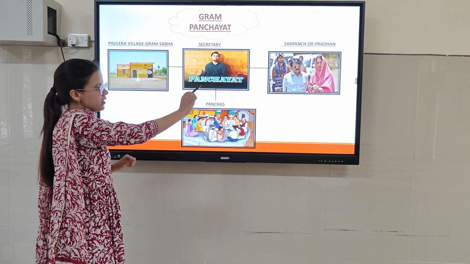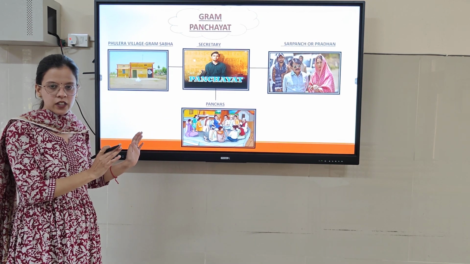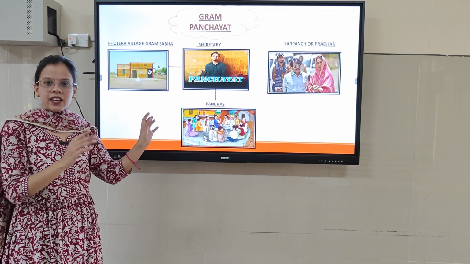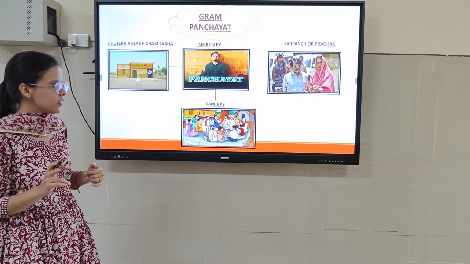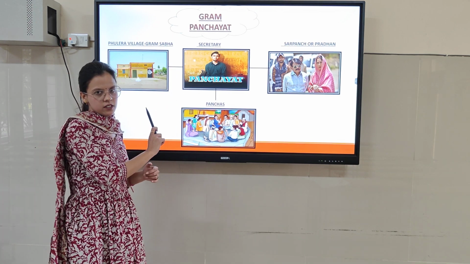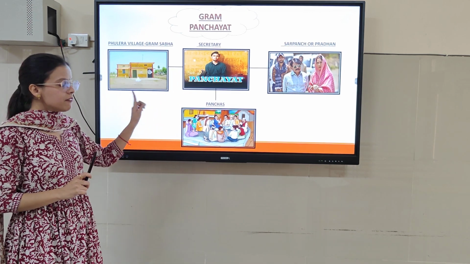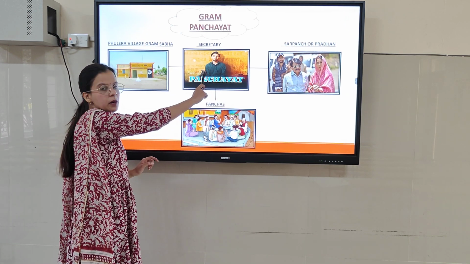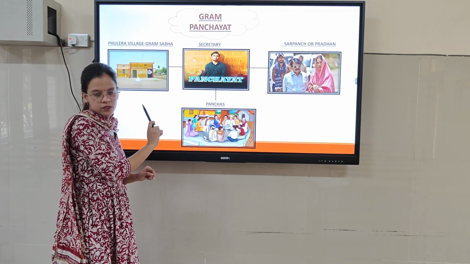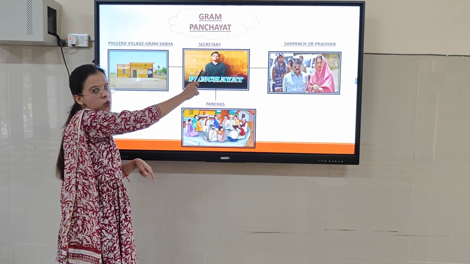Now, you have found the two links, the Gram Sabha and the Gram Panchayat. Gram Panchayat will include your Panch and Sarpanch. Now, the third hero in the picture would be this person. He is known as the secretary. And in the flow chart, you can see that all these three are combined into one picture. So there must be some reason.